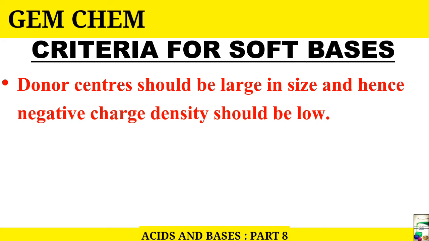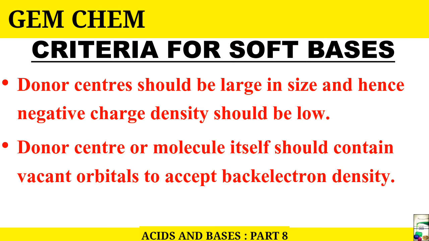Now if we go for criteria for soft bases, then we can say that the donor center should be large in size, and as a result the negative charge density should be low. Similarly, the molecule itself or the donor center should contain vacant orbitals to accept the back electron density from the metal ion. We have already discussed back electron density in the covalent bonding chapter. You can refer to that.